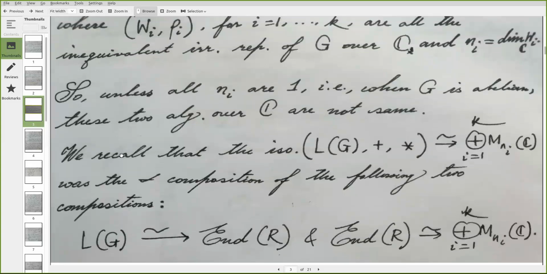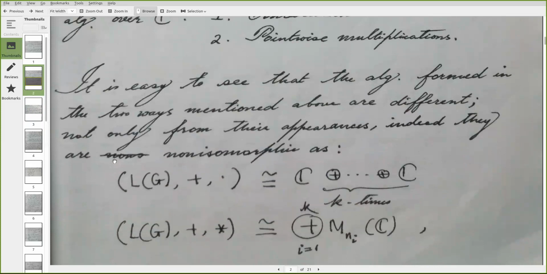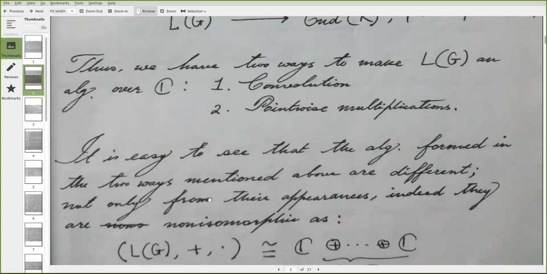To summarize what we have done so far, we have seen in one of the earlier lectures that LG with respect to convolution is an algebra which is isomorphic to that. Today we have also seen that with respect to pointwise multiplication, it's also an algebra. So there are two ways in which we can make LG an algebra over C, namely the one for convolution and the one for pointwise multiplication. These two ways are giving us different algebra structures on LG.